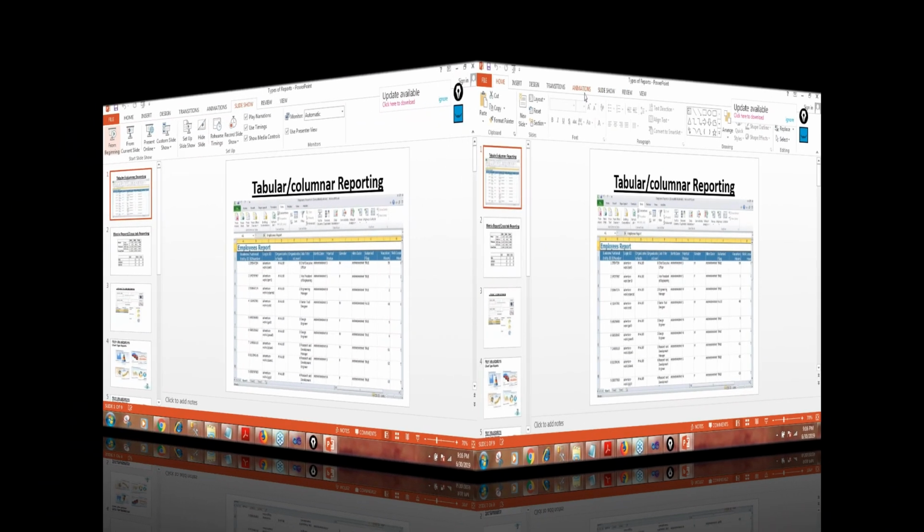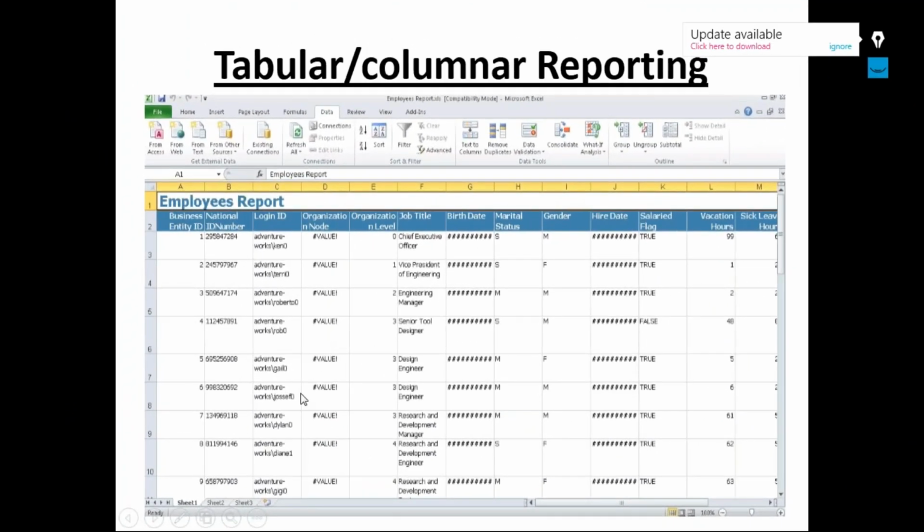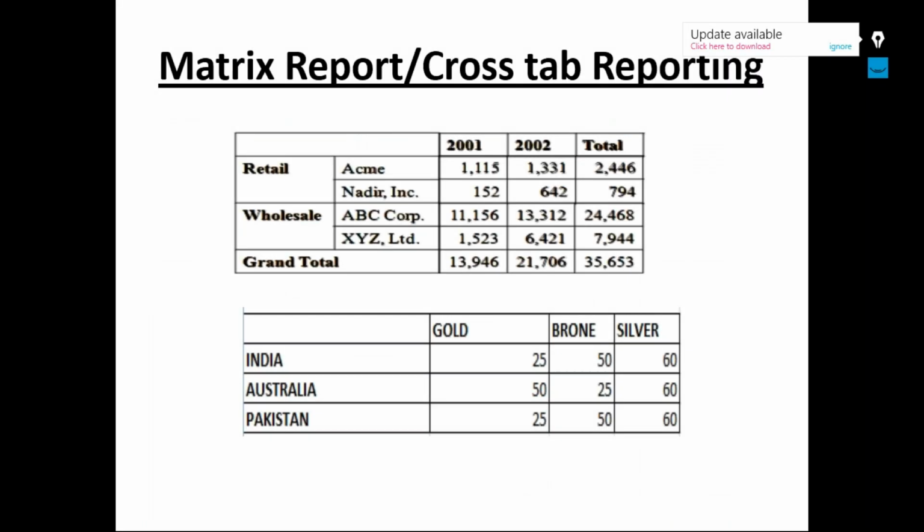So this is a tabular report, or columnar report. Column by column, we are providing the list of fields. So this is called a tabular report. And this is a matrix report. So we are displaying rows against columns. So this is matrix report 1 and matrix report 2.